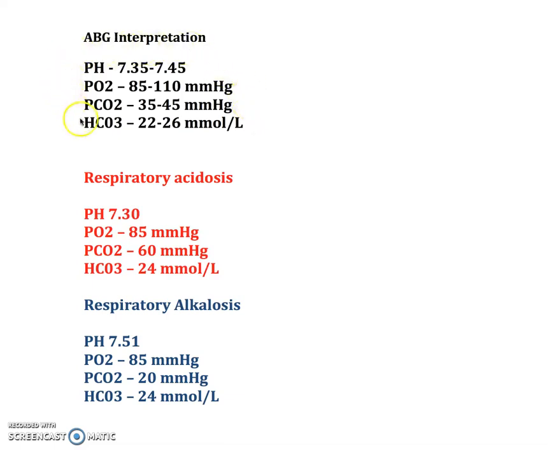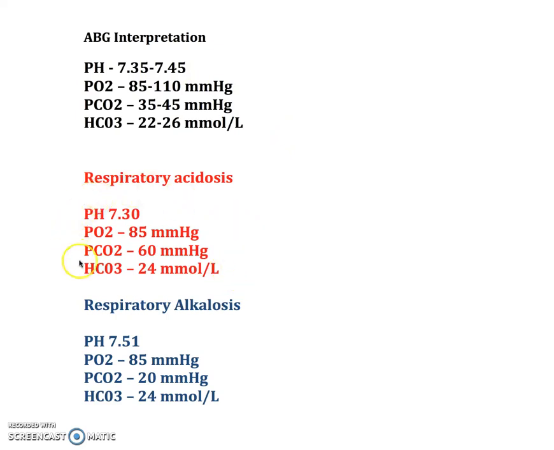So these are the normal values. If you're having trouble remembering these, just have a look at the pH, that's 7.35 to 7.45, and then if you remove the 7, that gives you your PCO2, 35 to 45. Then you just need to remember your PO2 and your bicarb levels. Now, I just wanted to let you know that in different textbooks you will see different values, so please refer to your unit text for the correct values.